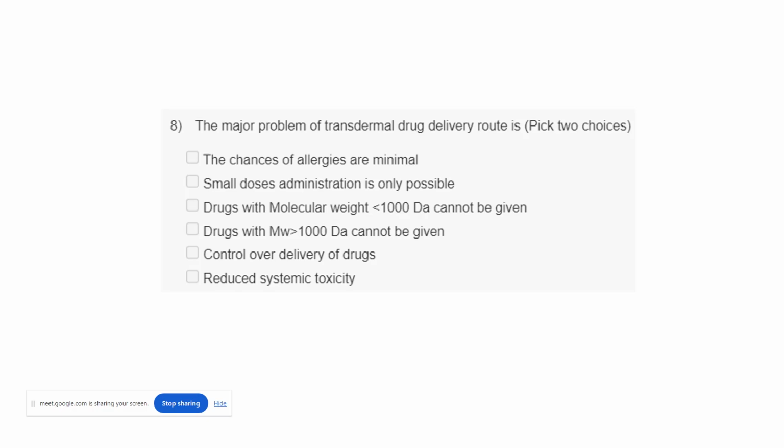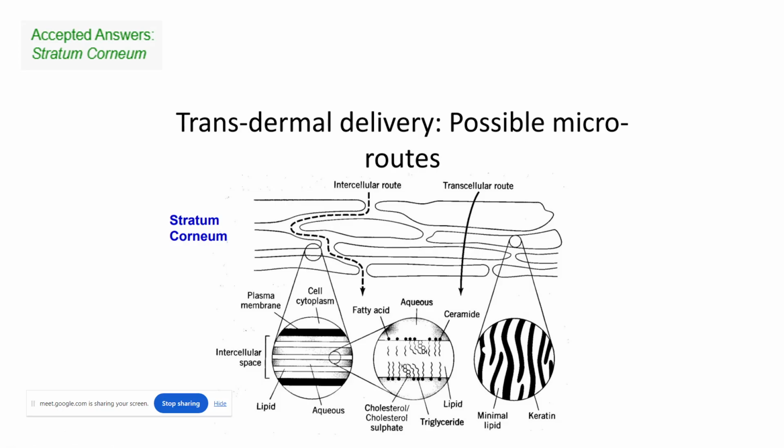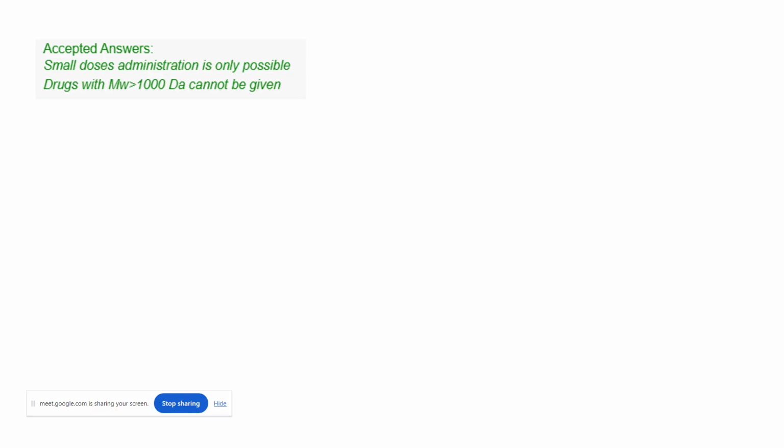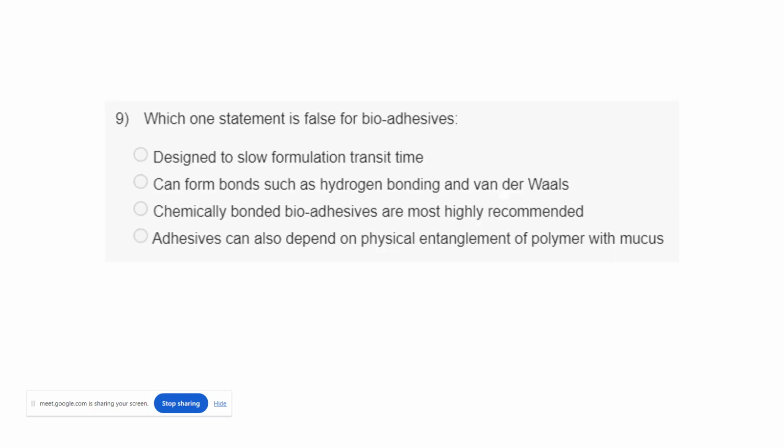And then drugs with molecular weight greater than 1000 Dalton cannot traverse through the intercellular or transcellular route. So these drugs also cannot be given. That's why these are the major problems. Only small doses of administration are possible, and drugs with molecular weight above 1000 Dalton cannot be given.